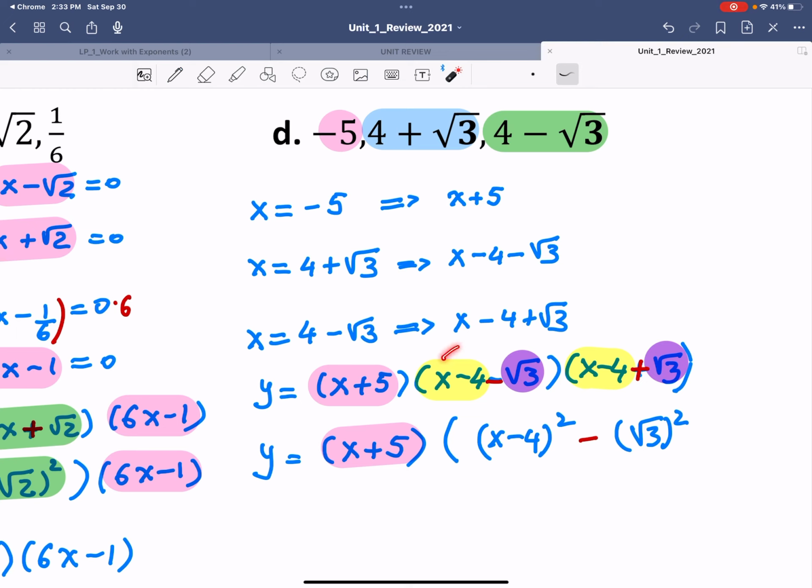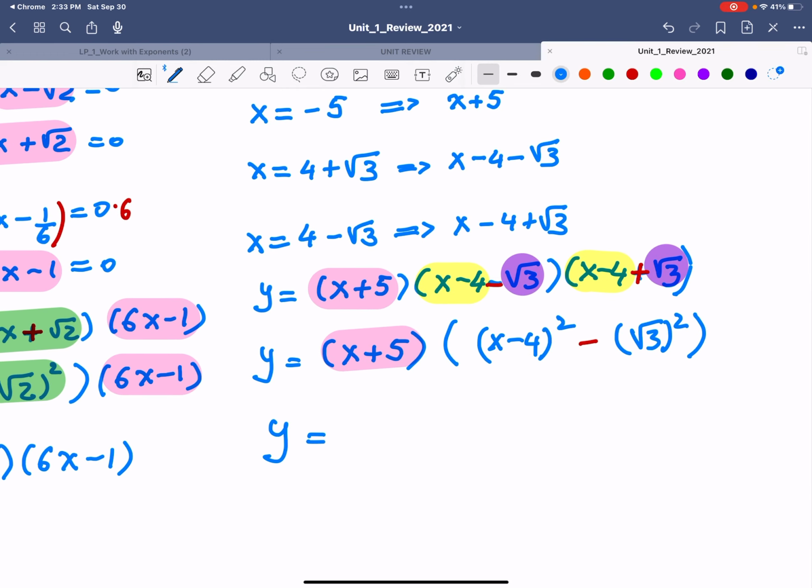Obviously, you can expand this just like you would expand two trinomials, right? So you can take the terms one at a time, but that's longer. So if you follow the pattern that we just discussed, a plus b times a minus b, it's a little bit shorter and easier.